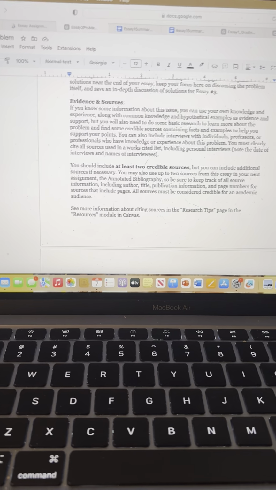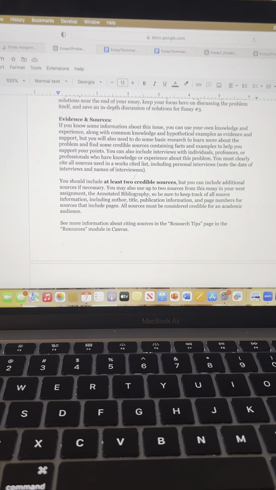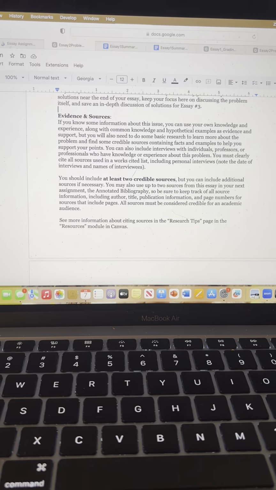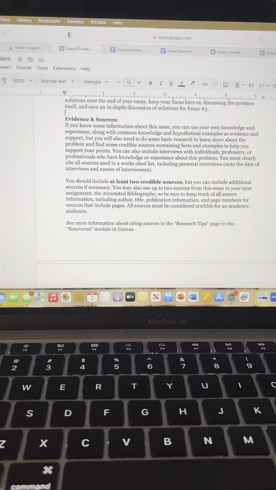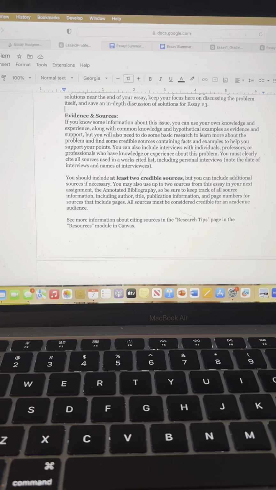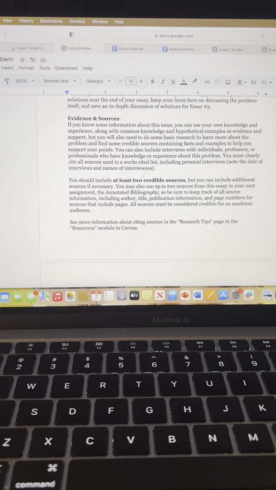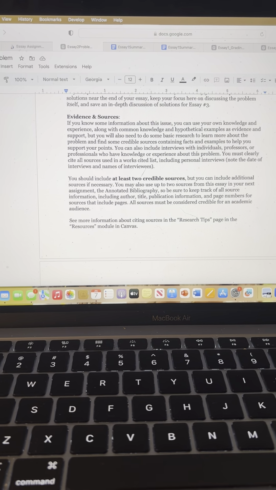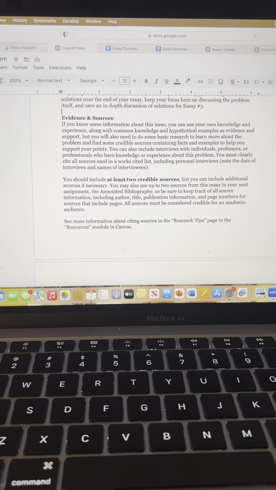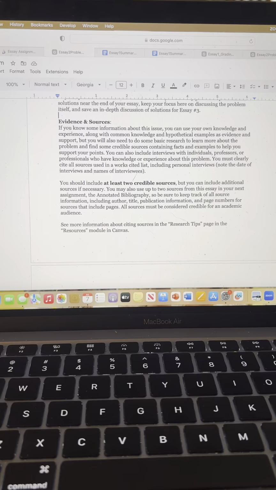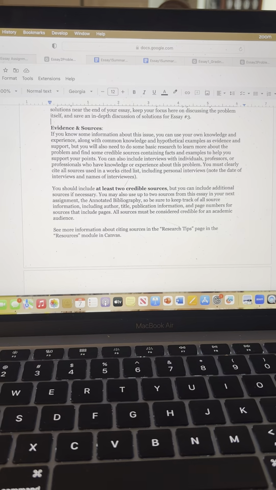All right, evidence and sources. You're going to want to use some source material for this paper. You're going to want to make sure that there are academic sources that you do utilize. So if you know some information about this issue, great. You can use your own knowledge and experience along with common knowledge and hypothetical examples as evidence and support, but you will also need to do some basic research to learn more about the problem and find some credible sources containing facts and examples to help you support your points. You can also include interviews with individuals, professors, or professionals who have knowledge or experience about this problem. You must clearly cite all sources.